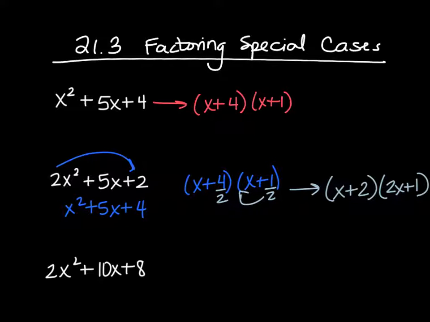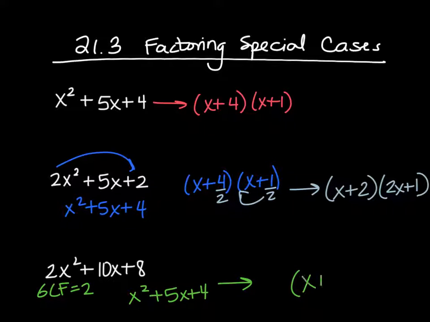All right, and then the last example, again, we've already looked at something like this. In this last one, we actually can divide a GCF out. So we can do a GCF of 2, which is going to give us the problem x squared plus 5x plus 4, which has the same factors as both of the problems above.